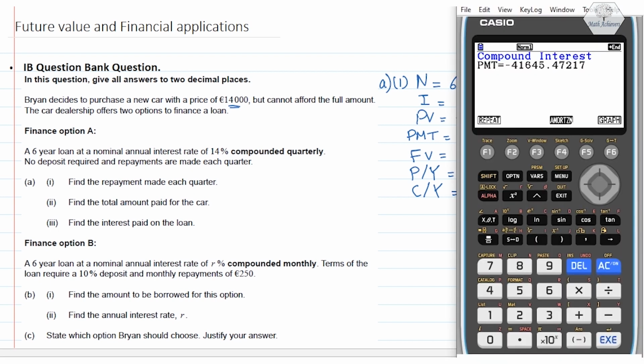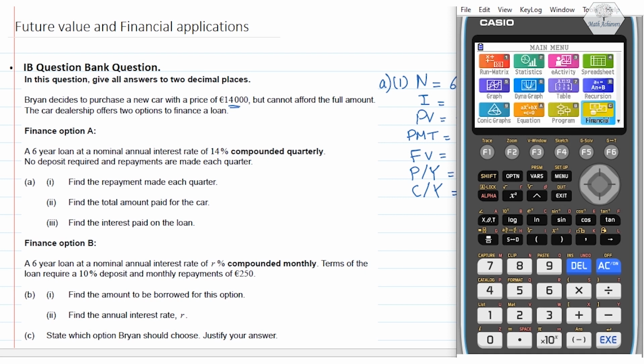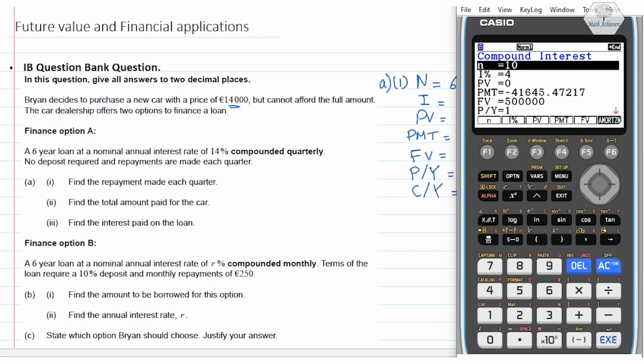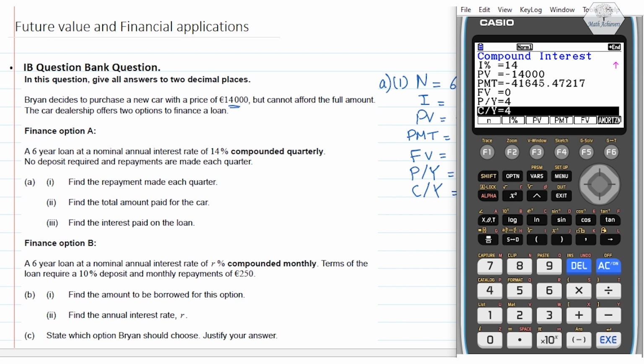We use our graphical display calculator now. We exit, go to menu, to the financial, and in the financial, we go to compound interest, F2. Now, the number of payments is 24. The interest amount is 14. The present value is negative 14,000. The payment, we don't know the payment amount, so we keep it. The future value is 0. Payments per year is 4, and the compounding per year is also 4.